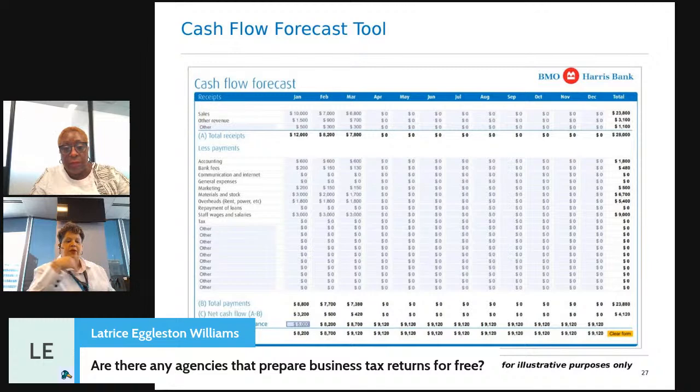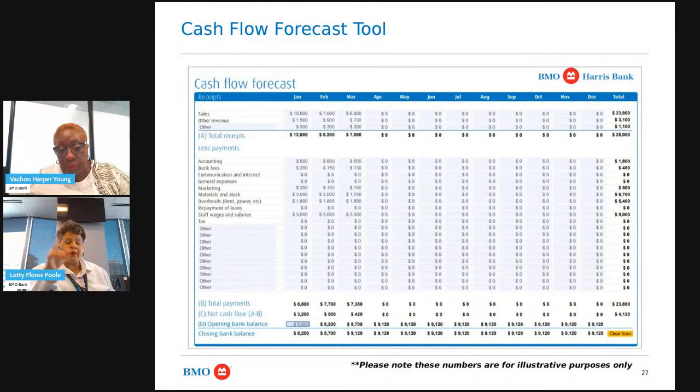So here's your cash flow forecast tool. We were talking about your cash flow statement. This is a tool, as Vashon mentioned, that you can go right to our site, and it's an open template that you can play around and add numbers, right? So if you want to really forecast your cash flow, you can go in there and put different sales you have, other revenue, accounting fees, and much more. And it'll tell you really what you can forecast your cash flow to potentially be.